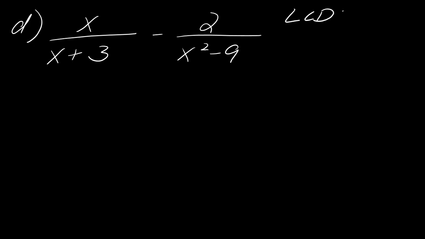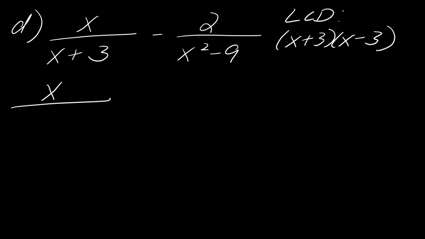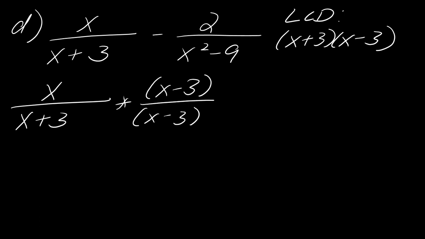Okay, so for this one, my LCD is just going to be x plus 3, x minus 3. So this one's actually going to be nice and straightforward, because the only fraction that I have to multiply anything by is the first one. I just have to multiply the first one by x minus 3, because the second fraction is already in that LCD form that we wanted. So this was already in the x plus 3, x minus 3 form.